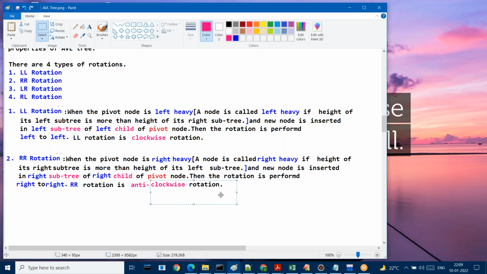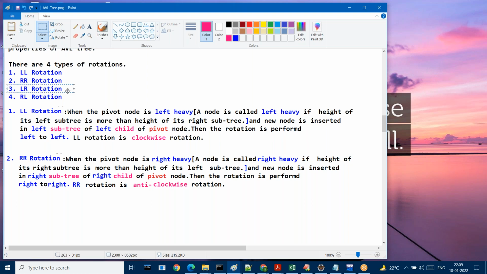So that means the difference between LL rotation and RR rotation is that RR rotation is the exact reverse of LL rotation. It is the mirror rotation, sir. LL rotation's mirror rotation is RR rotation. Nothing difficult here. If I understand LL rotation, I will automatically understand RR rotation. Very simple.